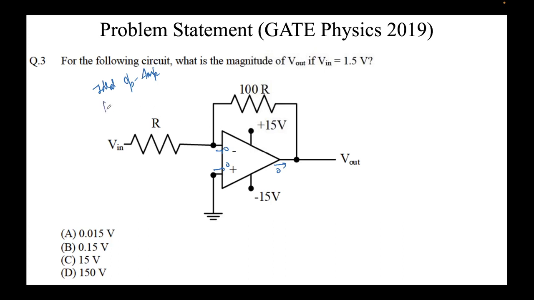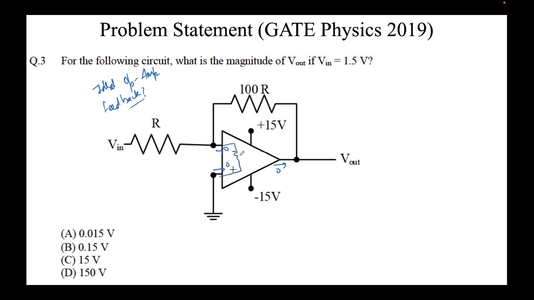Right. Next, is there feedback? Is there feedback in this question? Please respond. Yes, negative feedback. Why? Because V output is being fed to the negative, the inverting terminal of this operational amplifier, right? So what will you do? As I told you, a very good trick here.